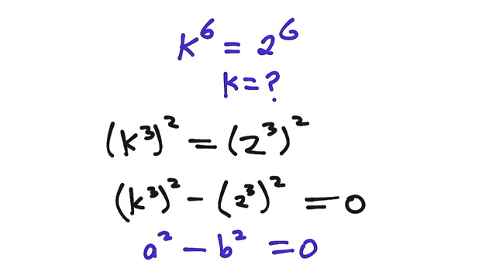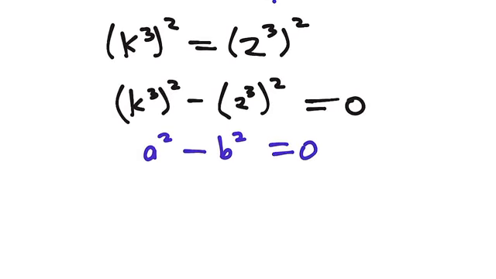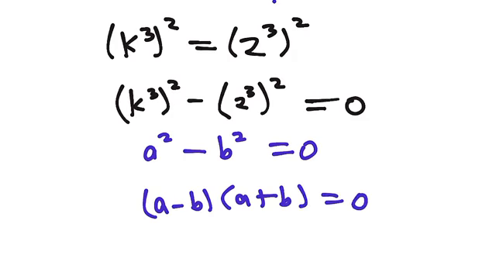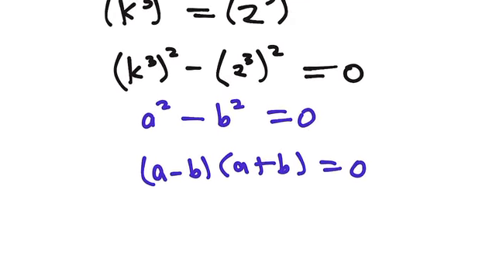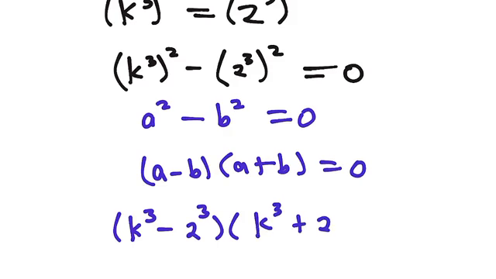That is the difference of two squares. So we're going to have a minus b, then a plus b, which will be equal to 0. Which means that we're going to have k to the power of 3 minus 2 to the power of 3, and k to the power of 3 plus 2 to the power of 3, then equals 0.